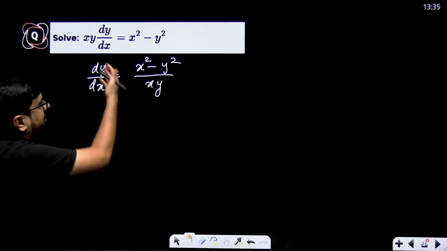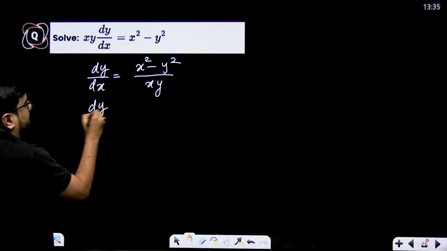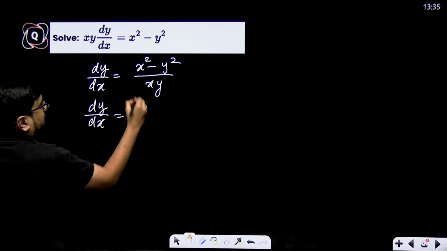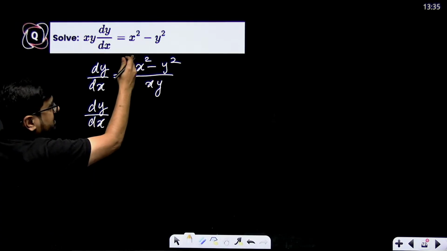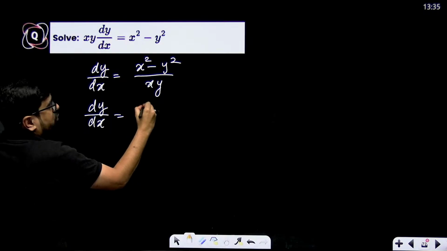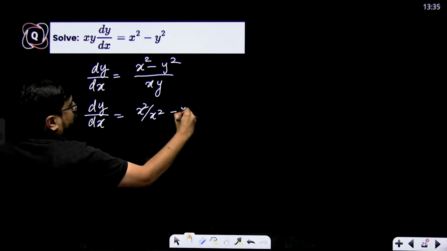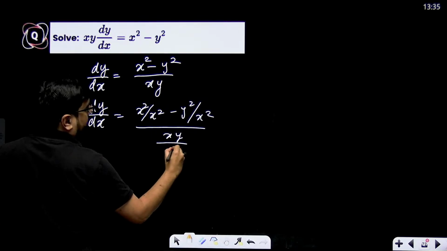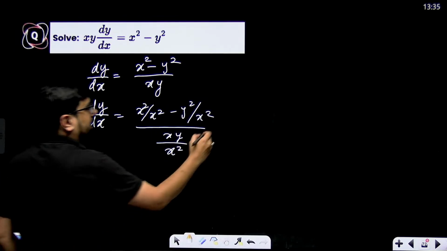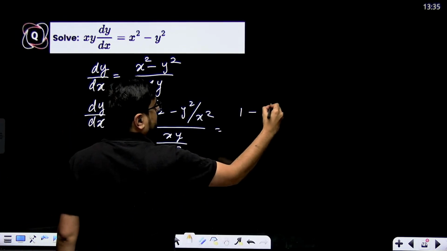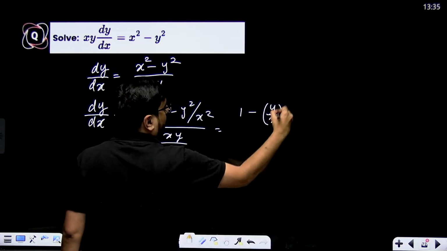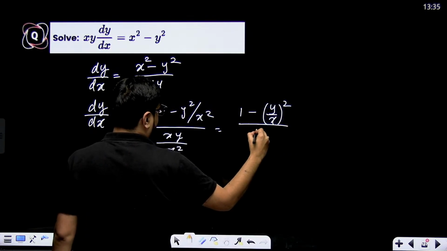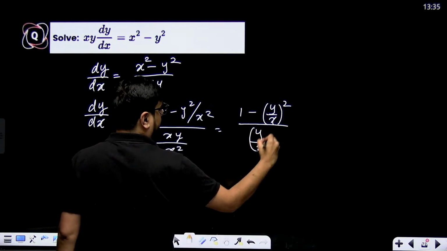We can find the solution of it by just creating y by x. So divide by x if you want, or divide by x square. Best is dividing by x square. So x square by x square minus y square by x square, and here xy by x square. So what will this become? This will become 1 minus y by x whole square divided by y by x.